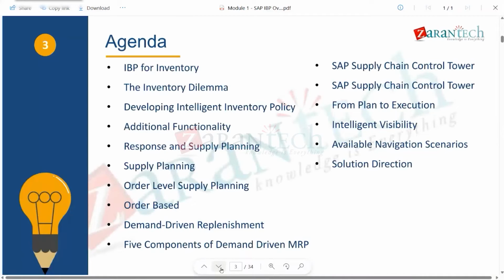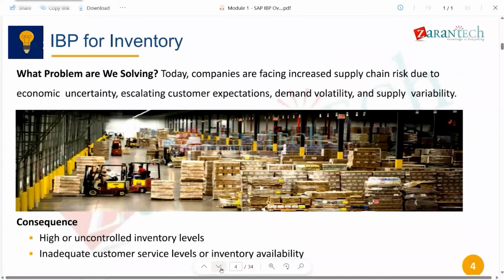This topic mainly focuses on the inventory and supply planning functionalities. So IBP for inventory, then inventory dilemma, then what are the inventory policies, and what additional functionalities does IBP offer in inventory planning, then response and supply planning, then order level supply planning, demand driven replenishment, DDMRP, which we discussed a little bit about, then 5 components of demand driven MRP, and so on and so forth. So we'll get into the third part of the first module. Okay, now IBP for inventory.